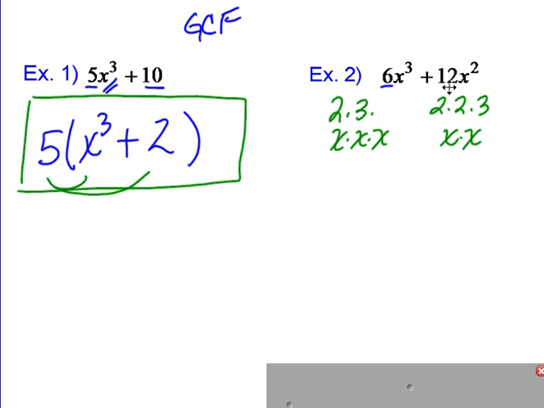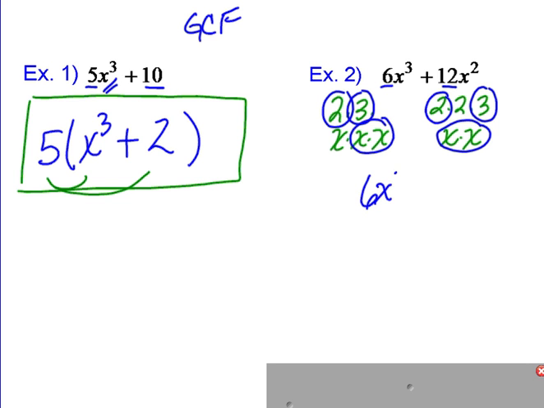Now, if I look at 6 and 12, hopefully you realize that 6 is the greatest common factor. I can show it in my little diagram here because they both have a 2 in common and they both have a 3 in common. So since they have that in common, we know 6 is what's common. Now we look at the x's. There are 3 x's here and 2 x's there. We can see that they have 2 x's in common. So we're going to pull that to the outside of the parentheses to be 6x squared.